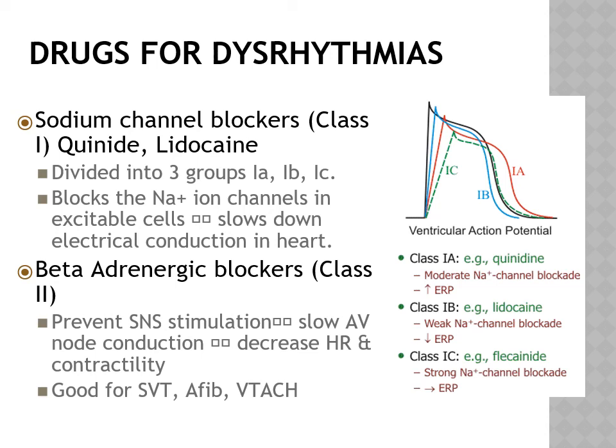So there are drugs for dysrhythmias. Class 1 would be, for example, quinidine or lidocaine, and these medications work by blocking the sodium ion channels. Remember, inside of the heart, we have that sodium potassium pump that aids in cardiac conductivity. The next would be class 2, or our beta blockers.